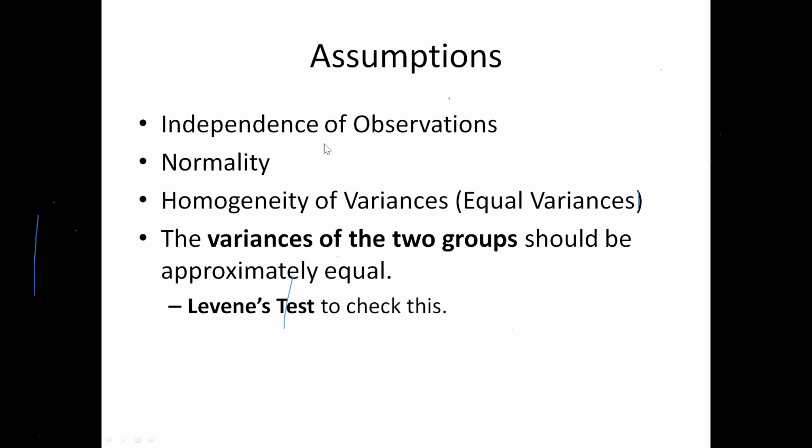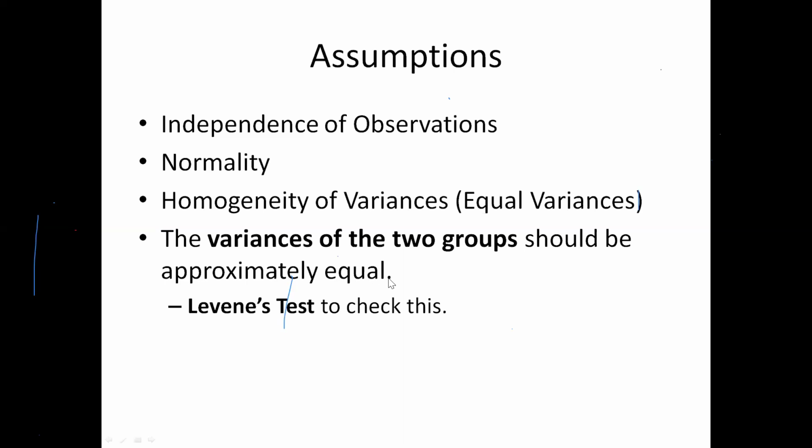Independence of observations: observations should not be correlated with each other, so every individual observation should be independent. Normality, which we have already discussed: the variables should be normally distributed. And homogeneity of variances. Variance here relates to standard deviation. Suppose one group's standard deviation is very high and the other group's is low. That should not happen. The variance should be equal in both groups. We will see this in our hands-on also. So the variance of the two groups should be approximately equal.